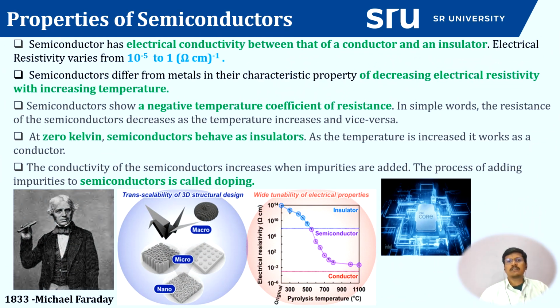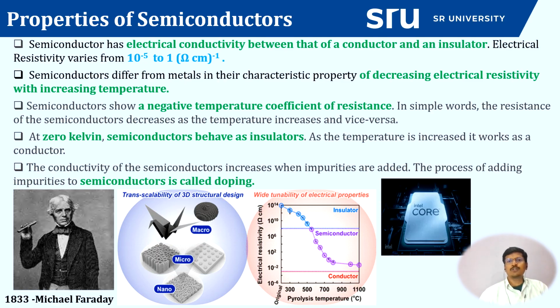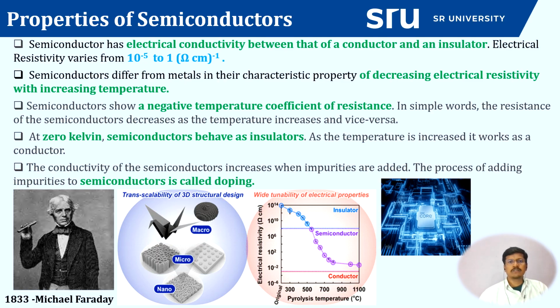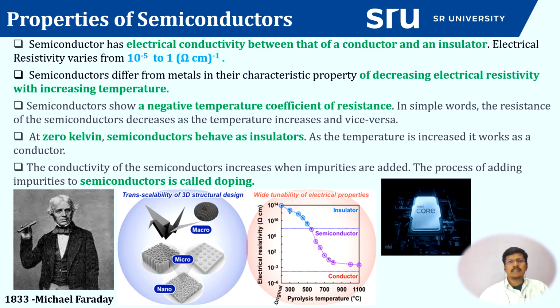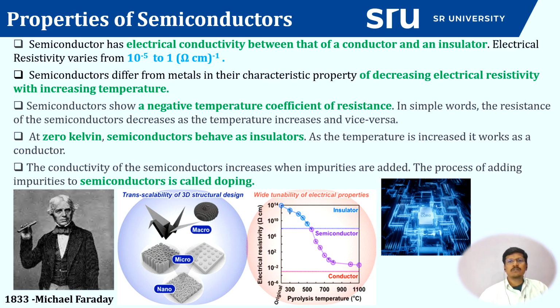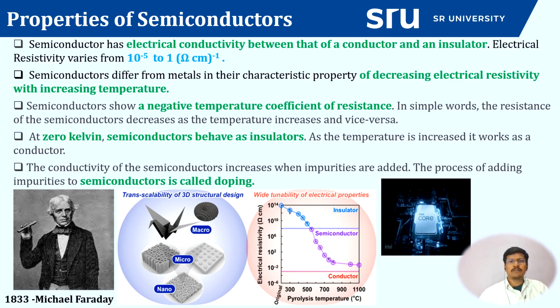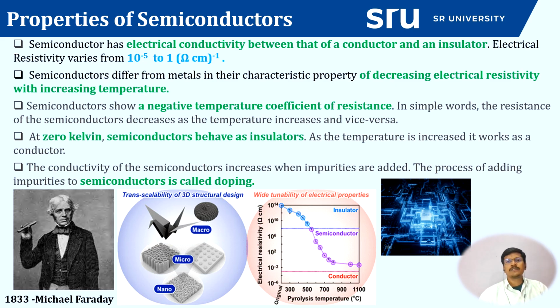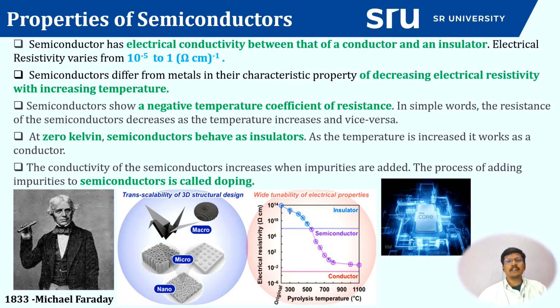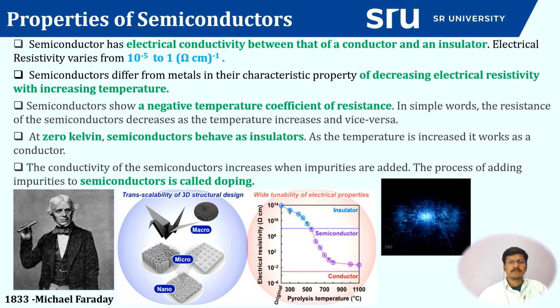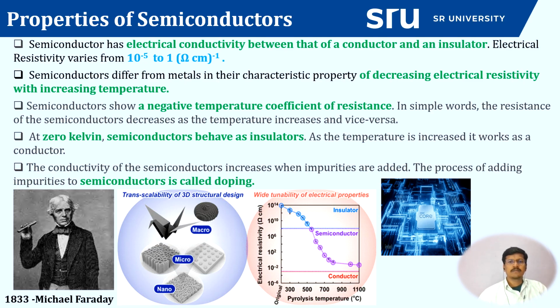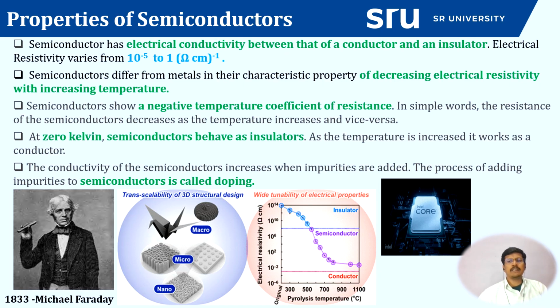Let us discuss the most important characteristics that make semiconductors unique and highly useful in modern electronics. A semiconductor is a material whose electrical conductivity lies between that of a conductor and an insulator. The most common examples of semiconductors are silicon and germanium.